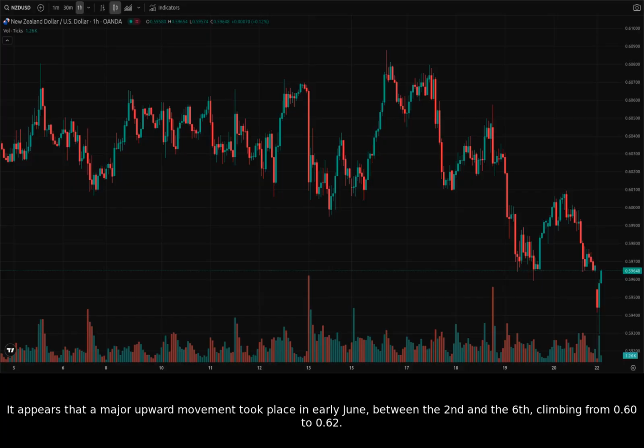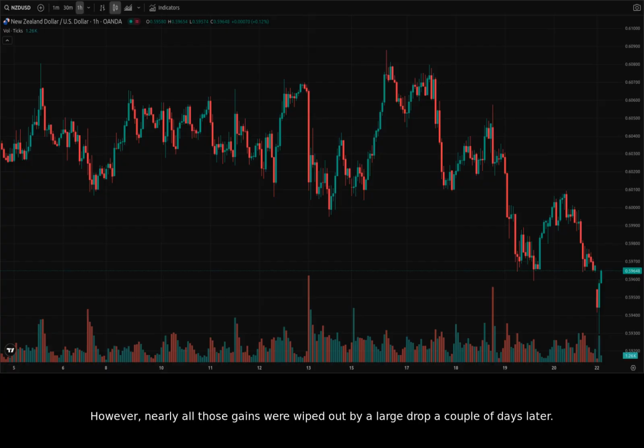It appears that a major upward movement took place in early June, between the 2nd and the 6th, climbing from 0.60 to 0.62. However, nearly all those gains were wiped out by a large drop a couple of days later. This volatility is a factor traders will have to keep in mind. There's been a slow but choppy recovery in the last few weeks.